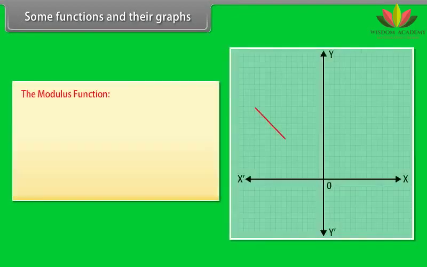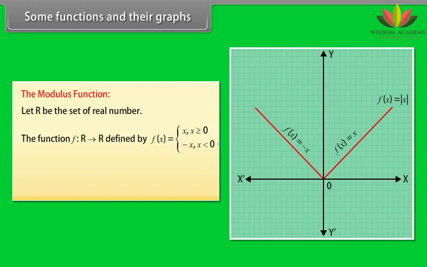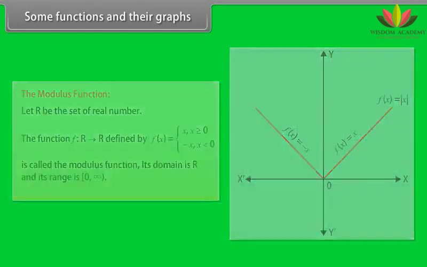The modulus function. Let R be the set of real numbers. f is a function from R to R defined by f(x) = x for x greater than or equal to 0, and f(x) = -x for x less than 0, is called the modulus function. Its domain is R and its range is [0, infinity).